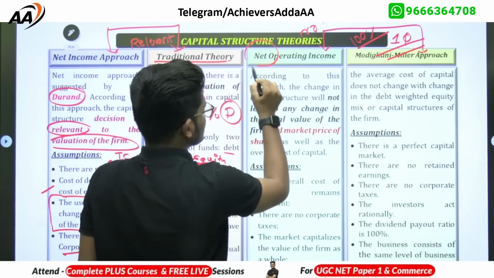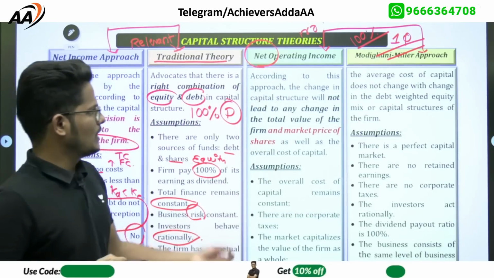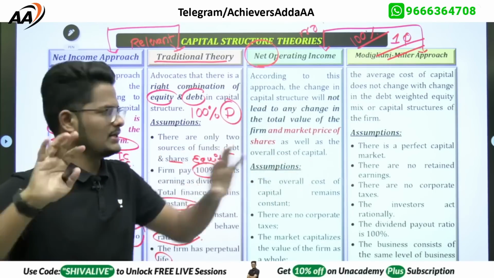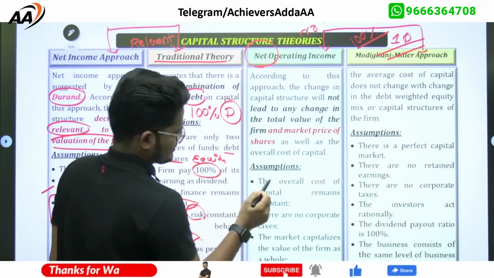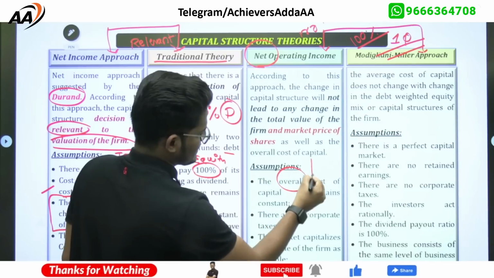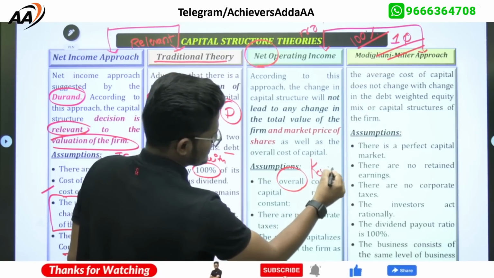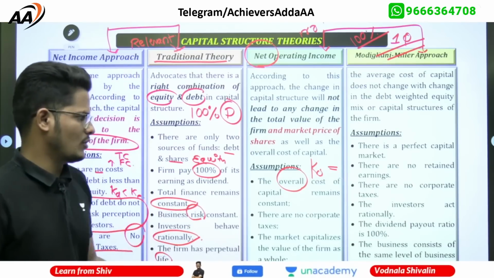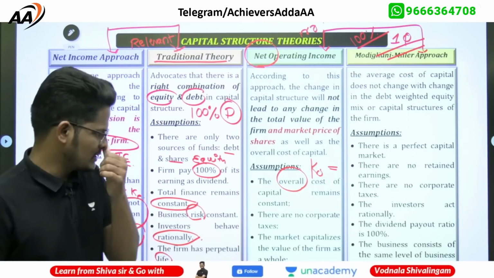Next, irrelevant approach number 1, net operating income. According to this approach, a change in the capital structure will not change the value of the firm and the market price of the shares. Number 1 assumption, the overall cost of capital, that is KO, is going to be constant in nature.